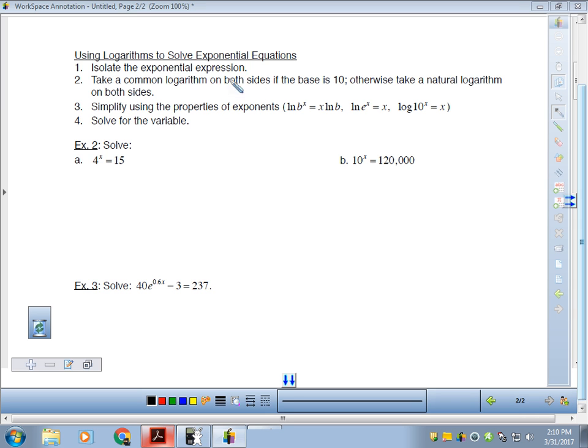Here I say only do common log if the base is 10, but you can technically do either one anytime. I usually favor natural logs, but you can technically do either one, a natural log or a common log, in any of these problems, and it will still work out. It's just sometimes common log is more convenient, sometimes natural log is more convenient. Once you've taken a logarithm on both sides, the third step is to use your properties of logarithms.